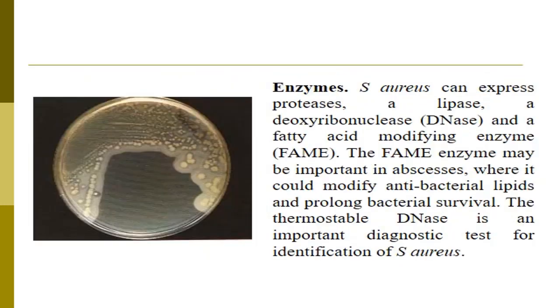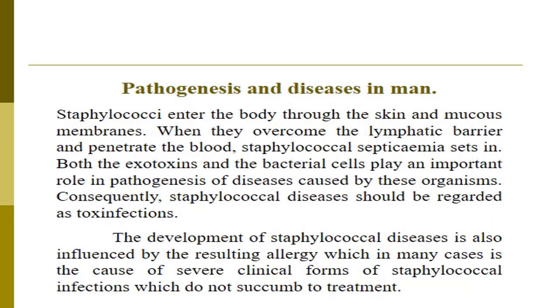for staphylococcal infections. Other enzymes can be produced by Staphylococcus aureus, like what? Like protease, which destroys protein, lipase, which destroys lipid, and DNase, which destroys deoxyribonucleic acid, and a fatty acid modifying enzyme, FAME. Okay? The FAME enzyme may be important in abscesses, where it could modify antibacterial lipid and block bacterial killing. The thermostable DNase is an important diagnostic test for identification of Staphylococcus. Okay.